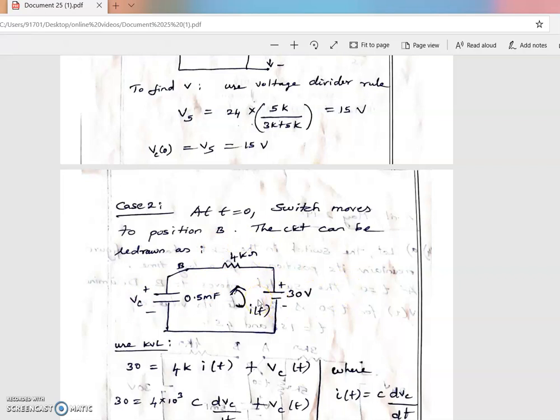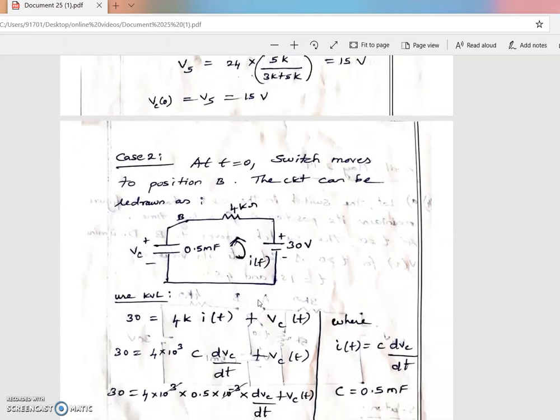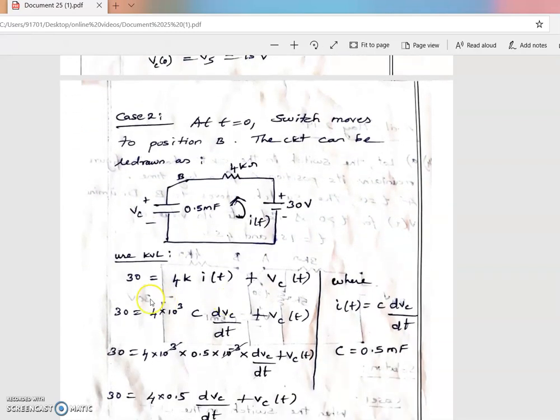Now we try to solve this circuit using Kirchhoff's voltage law. 30, the voltage source, is equal to the resistor times I of t. Here the resistor is 4 kilo ohm, so 4k times I of t plus the voltage across the capacitor. In series the current is the same.